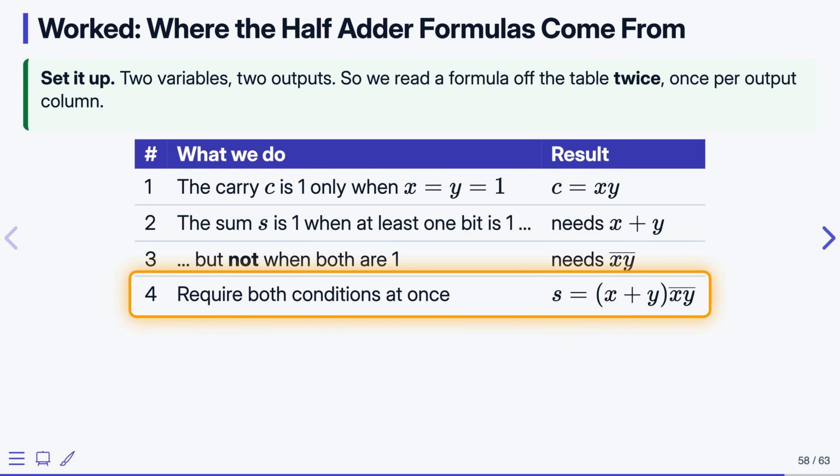Step 4. We need both conditions to hold at the same time, and at the same time means a product. So the sum is x plus y times the bar of xy. Check it against the table row by row, and it agrees everywhere.